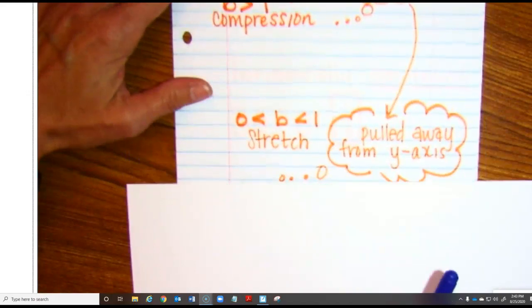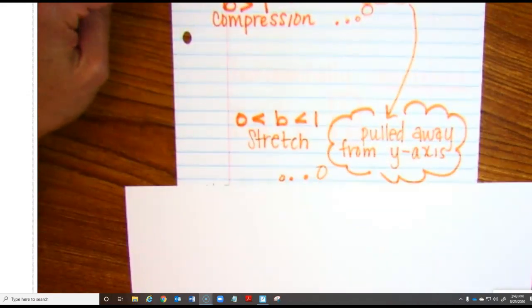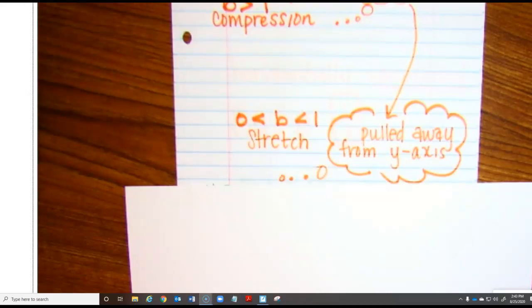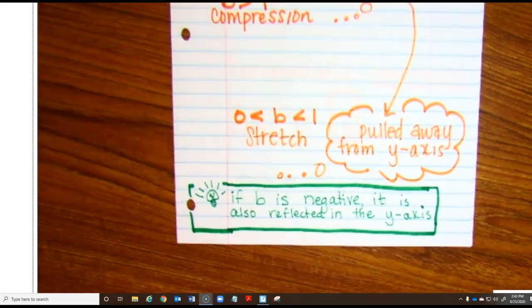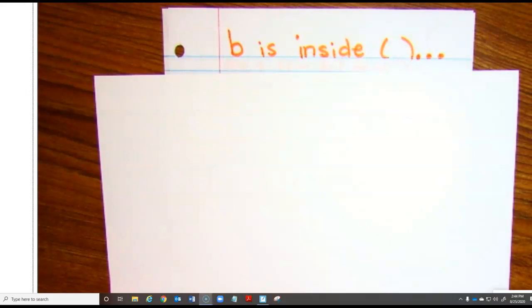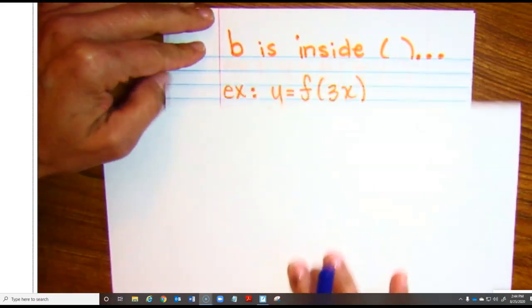On the flip side of that, of course, we will have fractions for B values. If we have a fraction for B values, it is getting stretched away from the y-axis. It's being spread out horizontally. And just like you have a negative A value, you can also have a negative B value. Just remember, your negative B value is a reflection across the y-axis. Okay, we're going to focus a little more on B. B is on the inside. Remember, I told you at the beginning, B is insane. That just means that it's counterintuitive and that it's opposite.